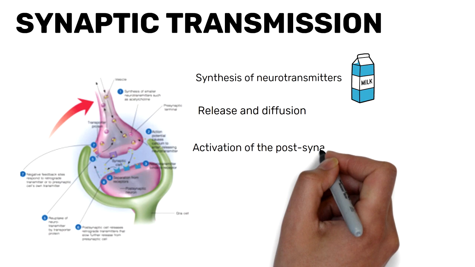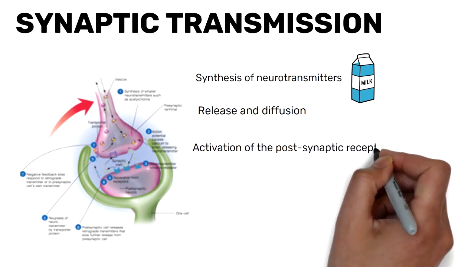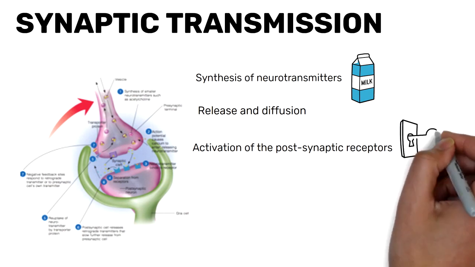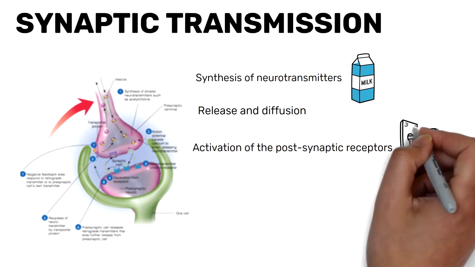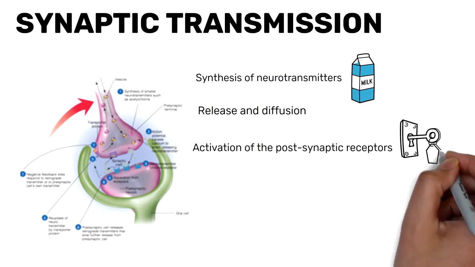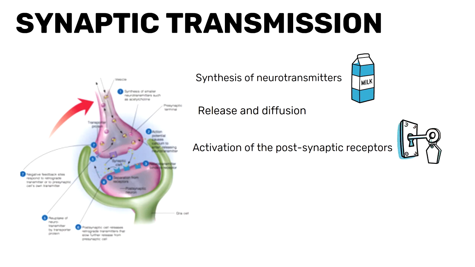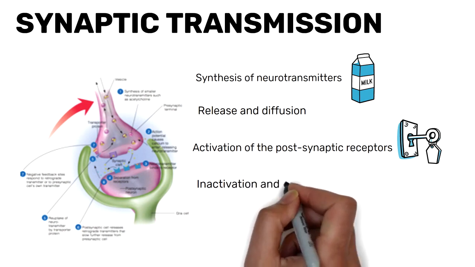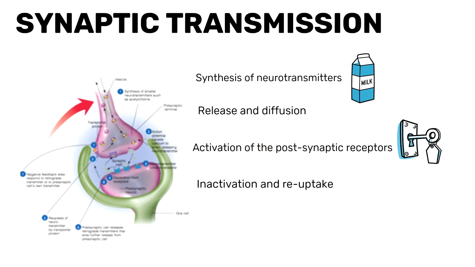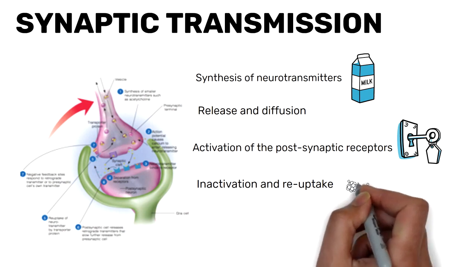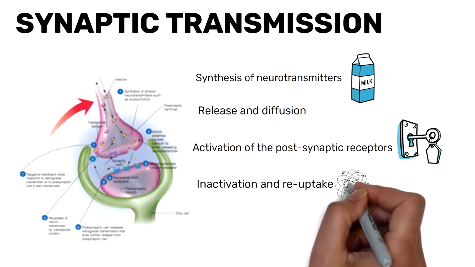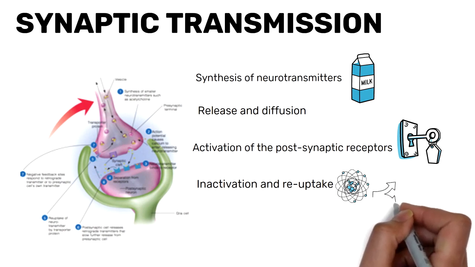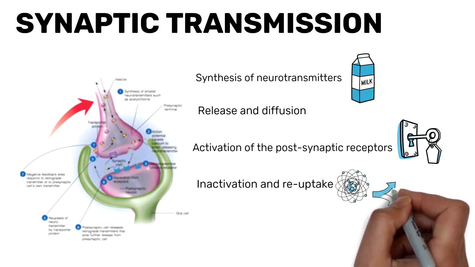Activation of the postsynaptic receptors. Neurotransmitters attach themselves to a postsynaptic receptor like a lock and key system. The combination of neurotransmitter and receptor and the location in the brain determine the effects. Inactivation and reuptake. The neurotransmitters either leave the receptor, for example, serotonin can leave through diffusion or reuptake into the presynaptic neuron, or they're broken down by enzymes. For example, acetylcholine is broken down through enzymatic degradation.